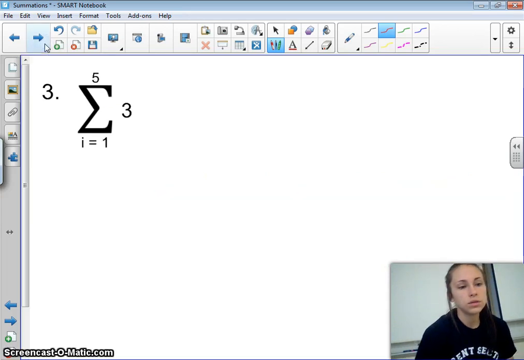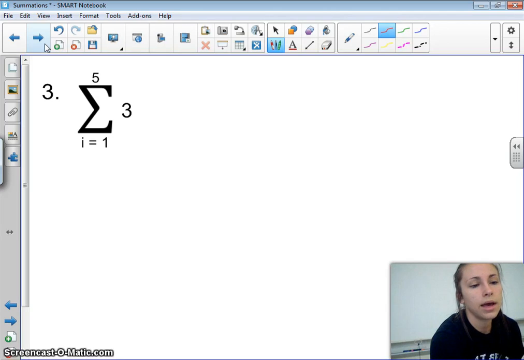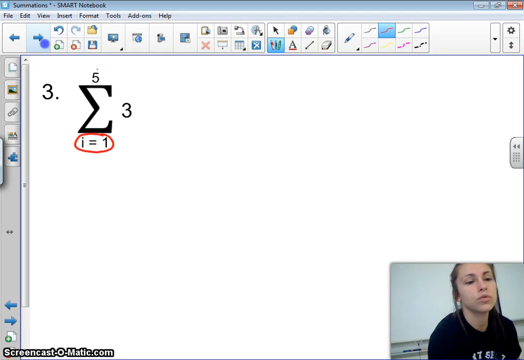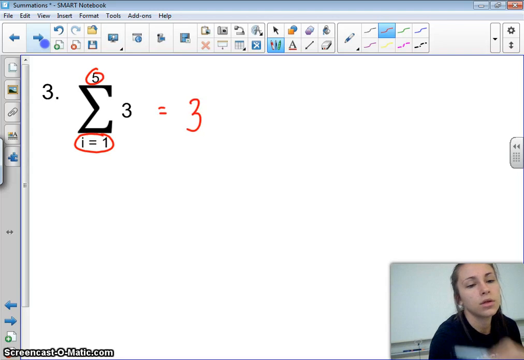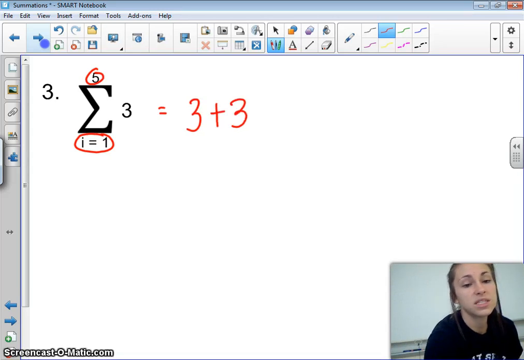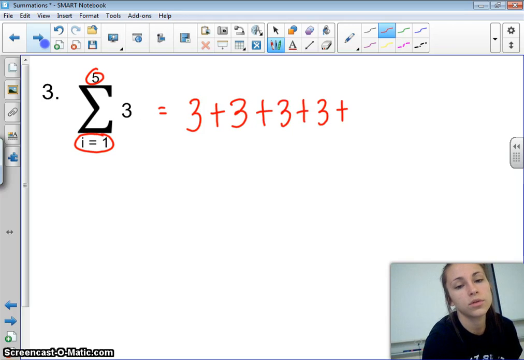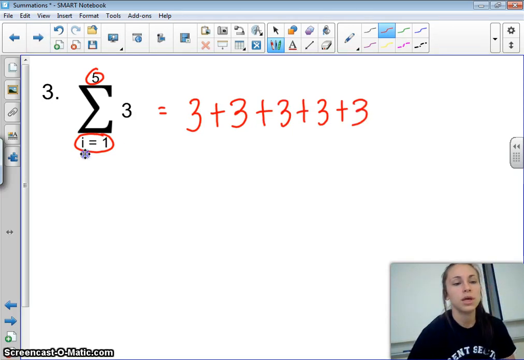Now this one is a little bit different because there's nowhere I can plug anything into. So all of this means is I have 1 through 5 terms. So I'm going to say 3 is my first term, plus 3 is my second term, 3 is my third term, 3 is my fourth term, 3 is my fifth term. And so basically this just means I'm adding 3 up 5 times.